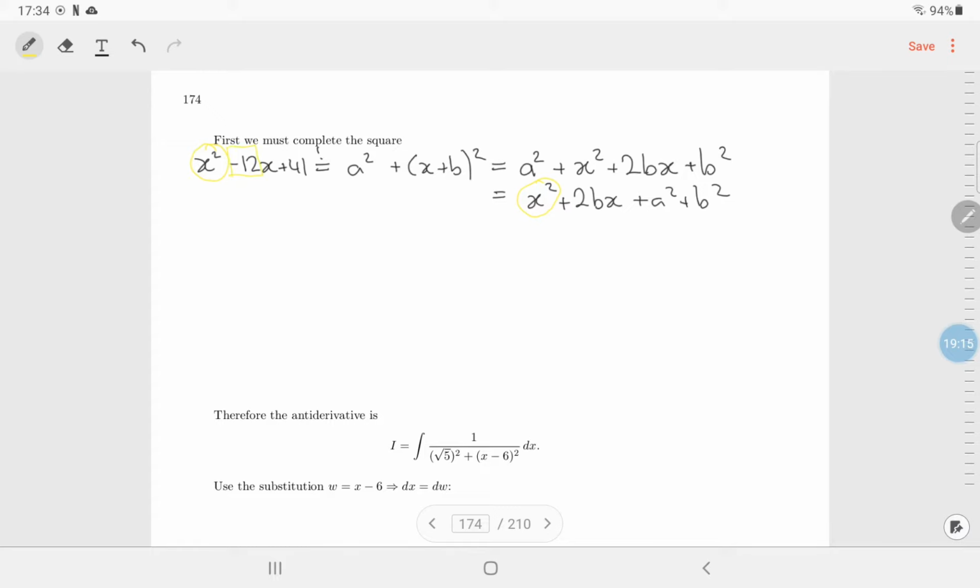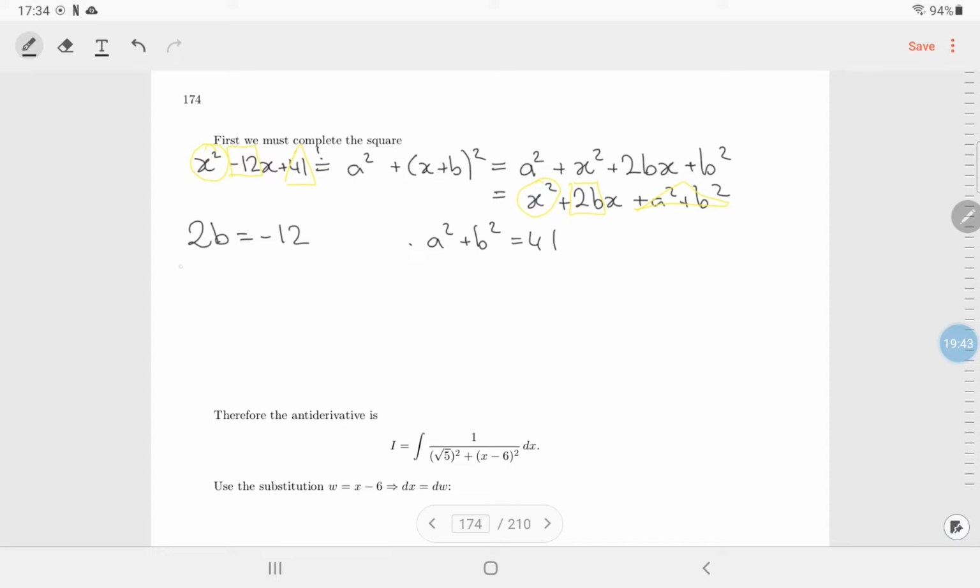Okay. What is the multiple of x on the left hand side? Minus 12. On the right hand side, 2b. So the things in the squares have to be equal. And what are the constants? 41 and a squared plus b squared. So what I have to have is 2b equal to minus 12. And I need a squared plus b squared equal to 41.